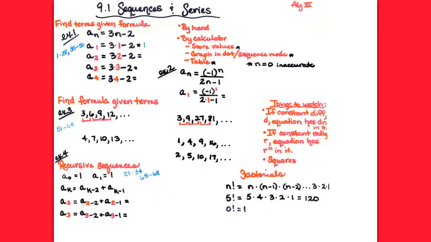All right, look at the second one. If I put 2 in the place of n, what am I going to get? If I put 3 in the place of n, what am I going to get? 7. And if I put 4 in the place of n, what am I going to get? 10. So those would be the first 4 terms of my sequence. Now, I can find those by hand. I can also find them several different ways on my calculator.